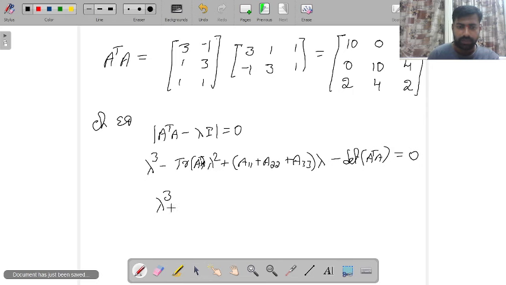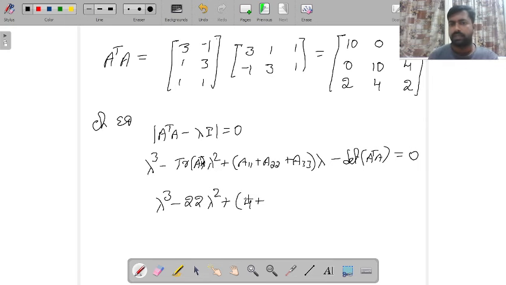So this is lambda cube minus trace is 22 lambda square plus sum of the cofactors. For 10 it is 20 minus 16, this is 4, plus next for this 20 minus 4, which is 16, plus next for 2 it is 100 into lambda. Now the determinant of the matrix is 0.